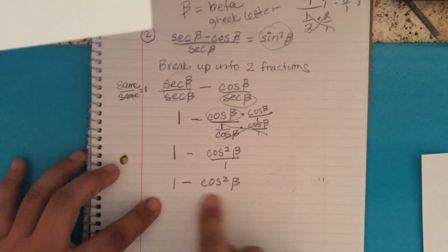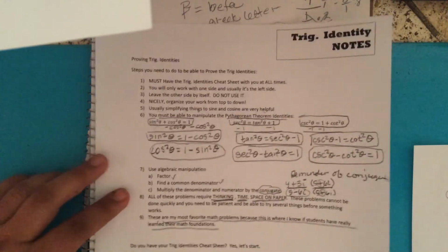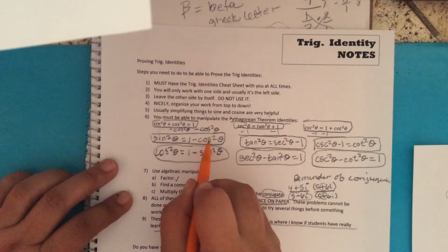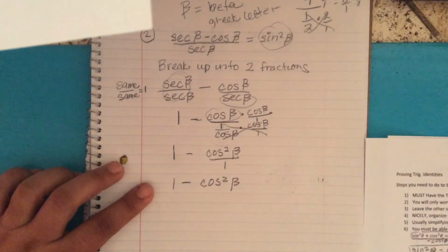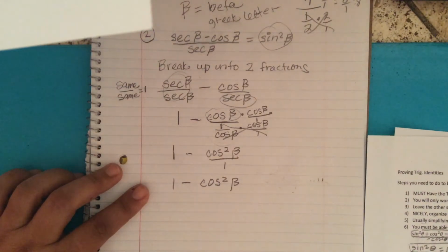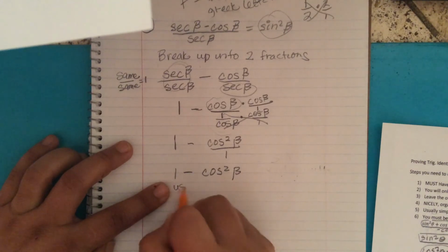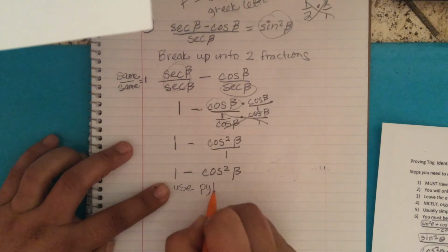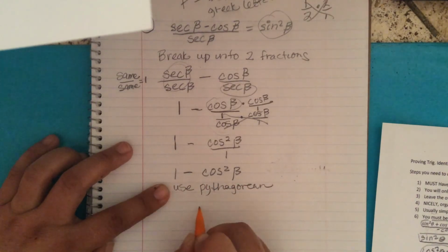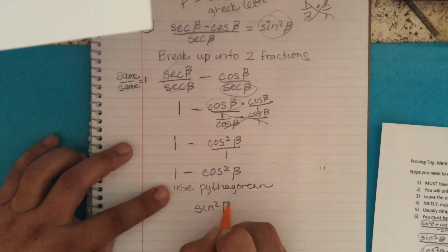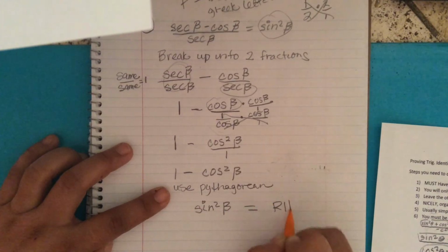And then we know that we can use the Pythagorean theorem because way over here we said that 1 minus cosine squared is sine squared. So this is why you always have to have your identities there. So then this right here, use Pythagorean. Then that's going to be sine squared beta, which is equal to the right-hand side.